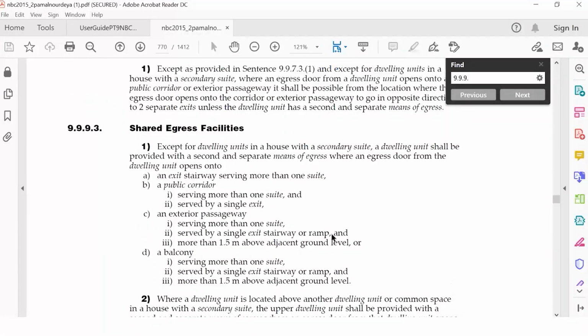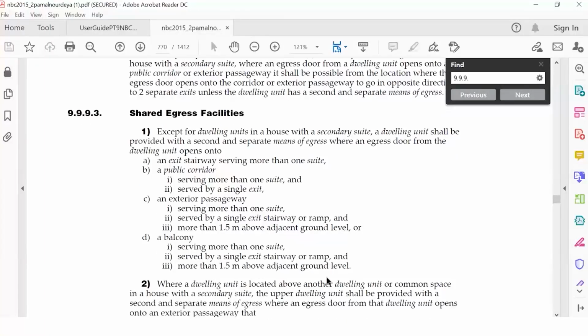Shared egress facilities: except for dwelling units in a house with a secondary suite, a dwelling unit shall be provided with a second and separate means of egress where an egress door from the dwelling unit opens onto an exit stairway serving more than 1 suite, a public corridor serving more than 1 suite and served by a single exit, an exterior passageway serving more than 1 suite served by a single exit and more than 1.5 meters above adjacent ground, or a balcony serving more than 1 suite, served by a single exit and more than 1.5 meters above adjacent ground level.